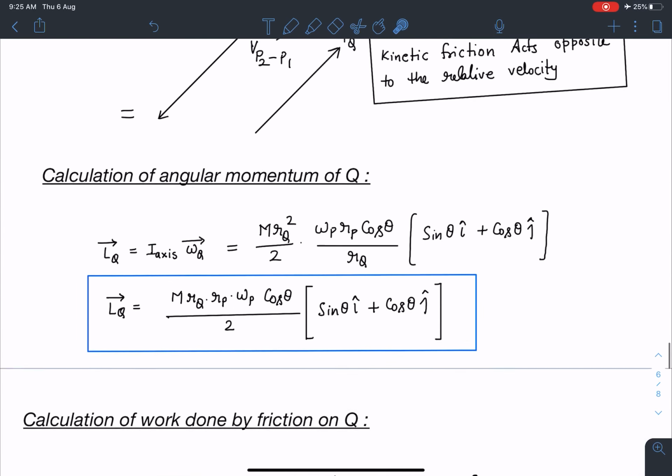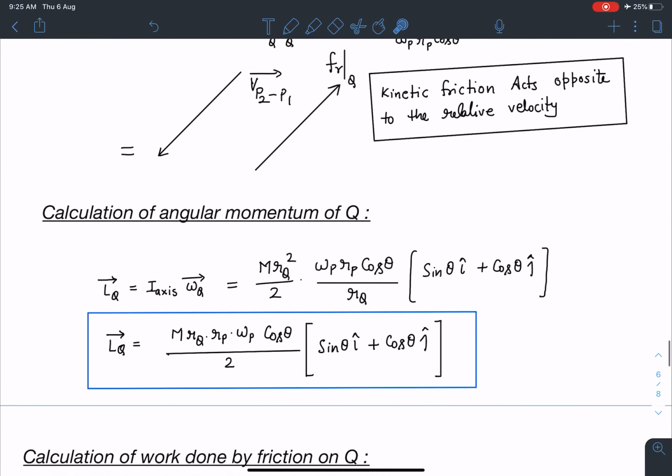So here it is, calculation of angular momentum of Q. It's a very simple part. Here I can simply say L of cylinder Q is simply I axis times omega of Q, because this cylinder is in pure rotation about this axis. So I axis times omega of Q.